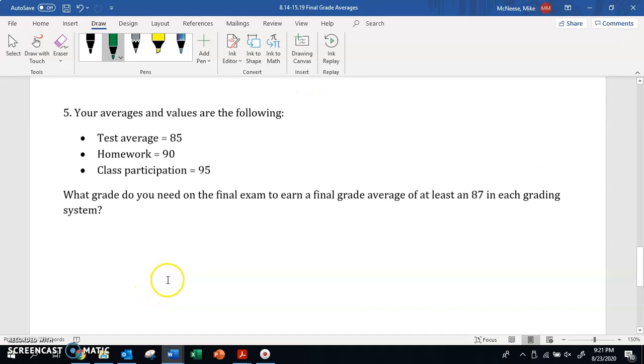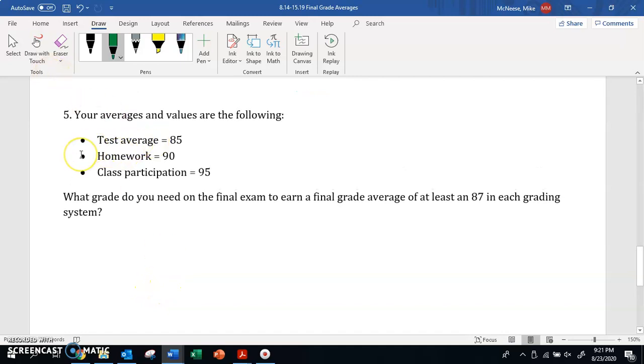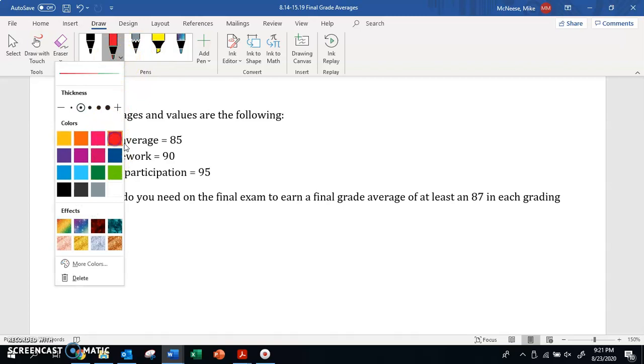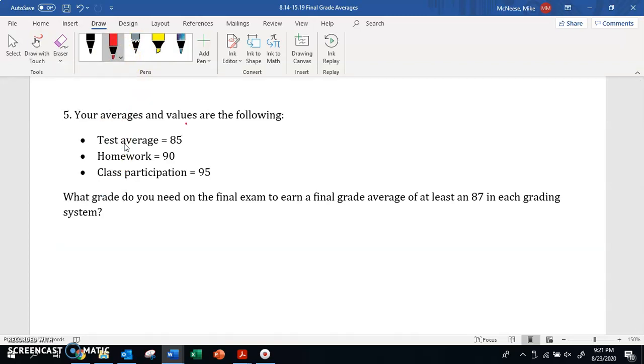Question number 5, it says your averages are the following. And so we've got test average, homework, and class participation. And you'll notice that one of these is missing. It's the final exam grade. So final exam, we don't know what it is. And it tells us, what grade do you need on the final exam to earn a final grade average of at least 87 in each grading system.